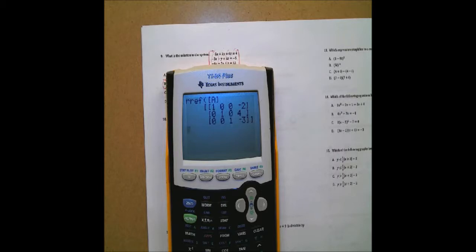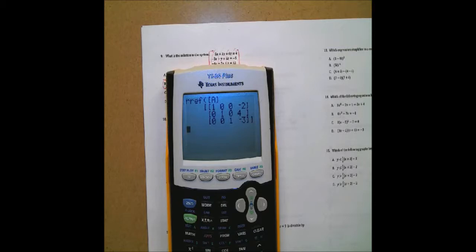So arrow over to math. Go down to RREF. Hit enter. And then it should be on your home screen now. Oh, okay. That's an issue. Sorry.